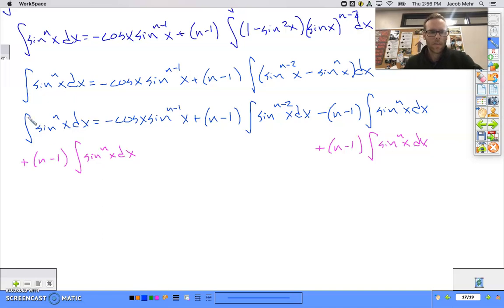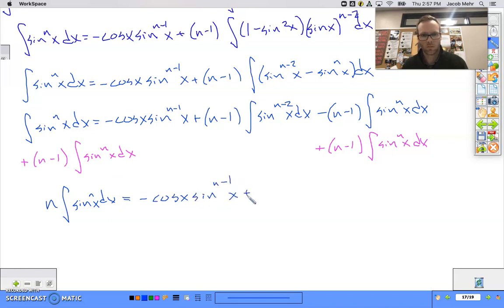So how many of these integrals do we end up with here? We had one of them, and we're adding n minus 1 of them. Or another way to think about it, we have n minus 1 of them, and we're adding one more of them. How many do we have? We have n. And that's where we're at. So now we're solving for the integral of sine to the n.